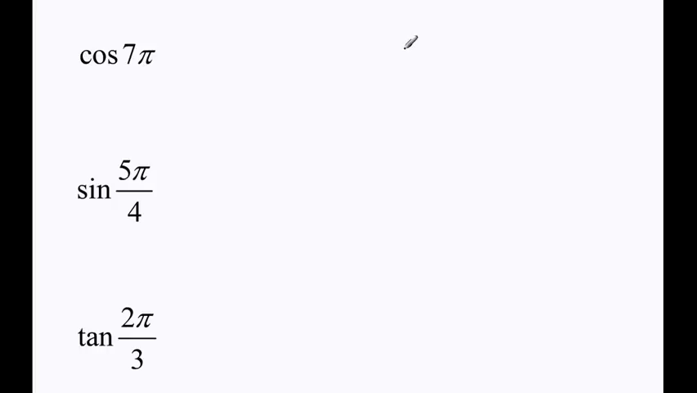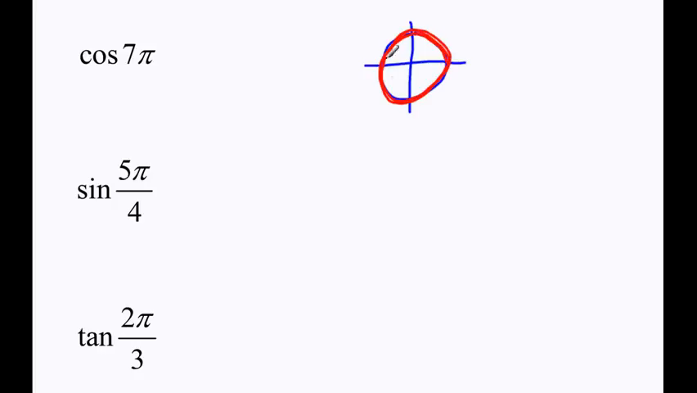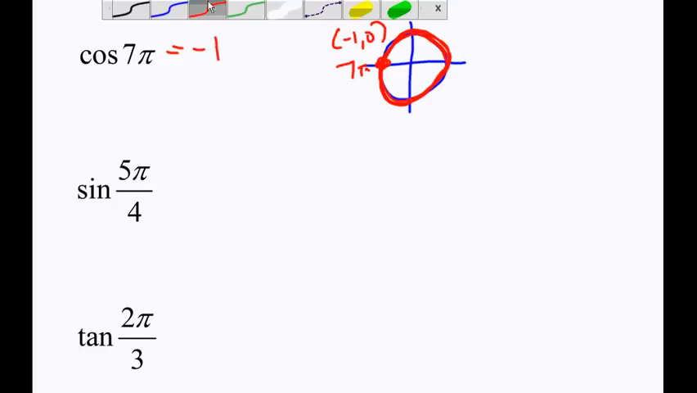Cosine of 7 pi. Boy, we're going to go around 7 pi times. Let's think about that. So I'm going to change colors so we can see what's happening. So here we go. I've gone around 2 pi, go around again, 4 pi, go around again, 6 pi, and 7 pi lands me right here. All right, so this is at -1, 0. Cosine is my x coordinate, so I got -1. Let's go back to blue.